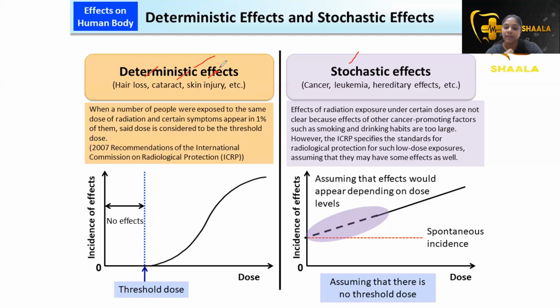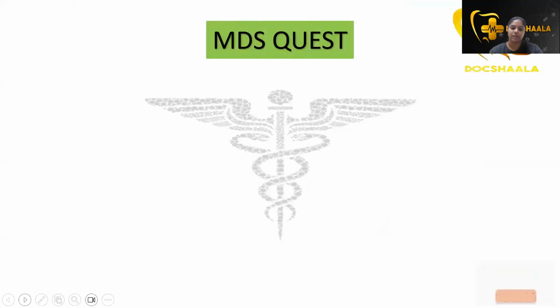Okay, so when we assume that effects would appear depending on dose levels and spontaneous incidence, and there is no threshold dose, then it is known as stochastic effects. The main thing is deterministic effects will have a threshold dose, stochastic effects will not have a threshold dose. So this is the main important point that you have to keep in mind.